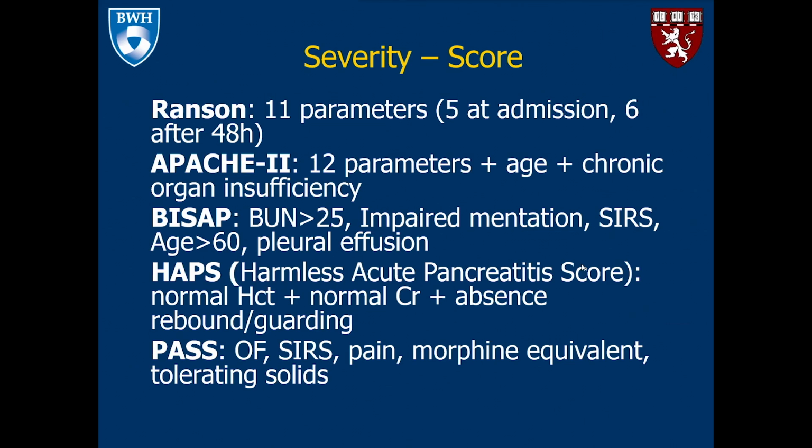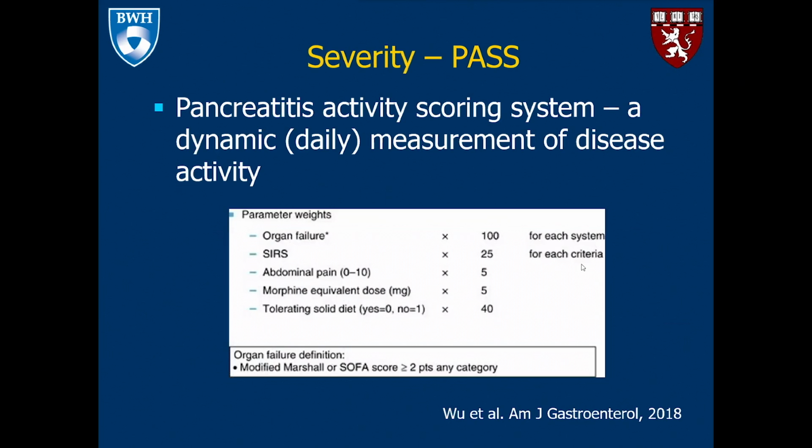The harmless acute pancreatitis score is also something that can be helpful to predict a non-severe course: normal hematocrit, normal creatinine, and absence of rebound or guarding. And more recently, the PASS score has been developed. We're looking at organ failure, SIRS, pain, morphine equivalent, and tolerating solids. And this is something that you can follow up dynamically throughout the course.